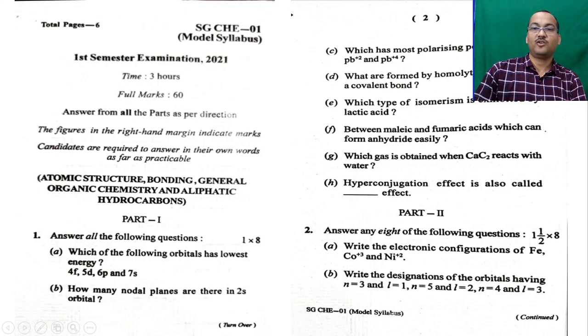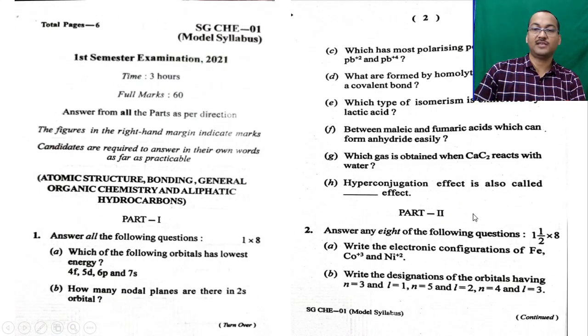What are formed by homolytic cleavage of a covalent bond? Which type of isomerism is exhibited by lactic acid? Between maleic and fumaric acids, which can form anhydride easily? Which gas is obtained when calcium carbide reacts with water? Hyperconjugation effect is also called which effect? Then we will move to part 2.